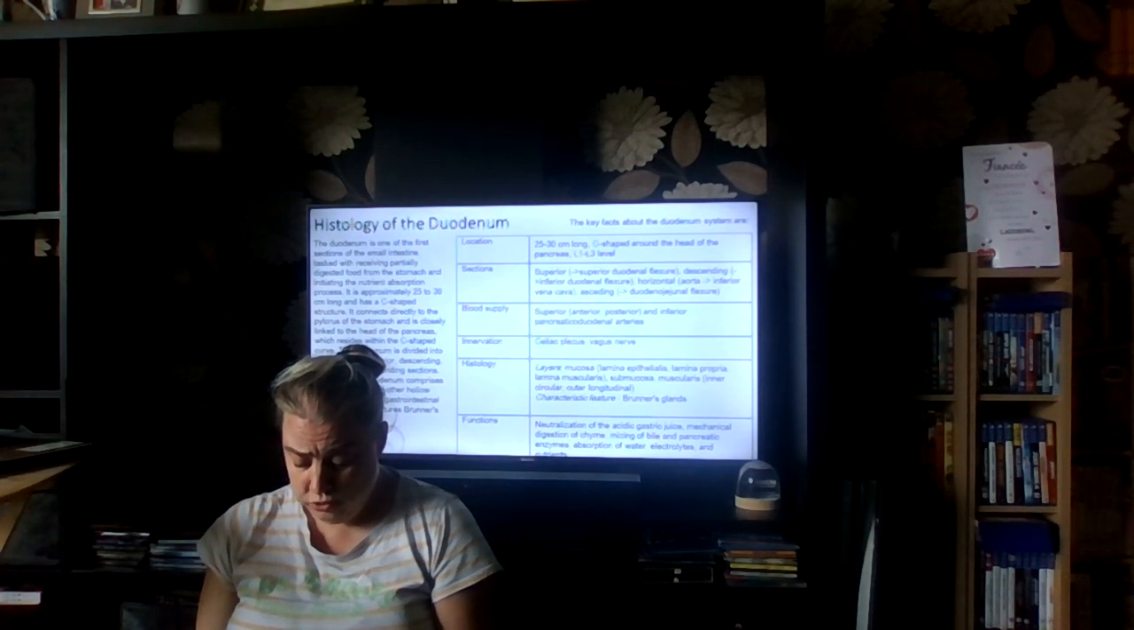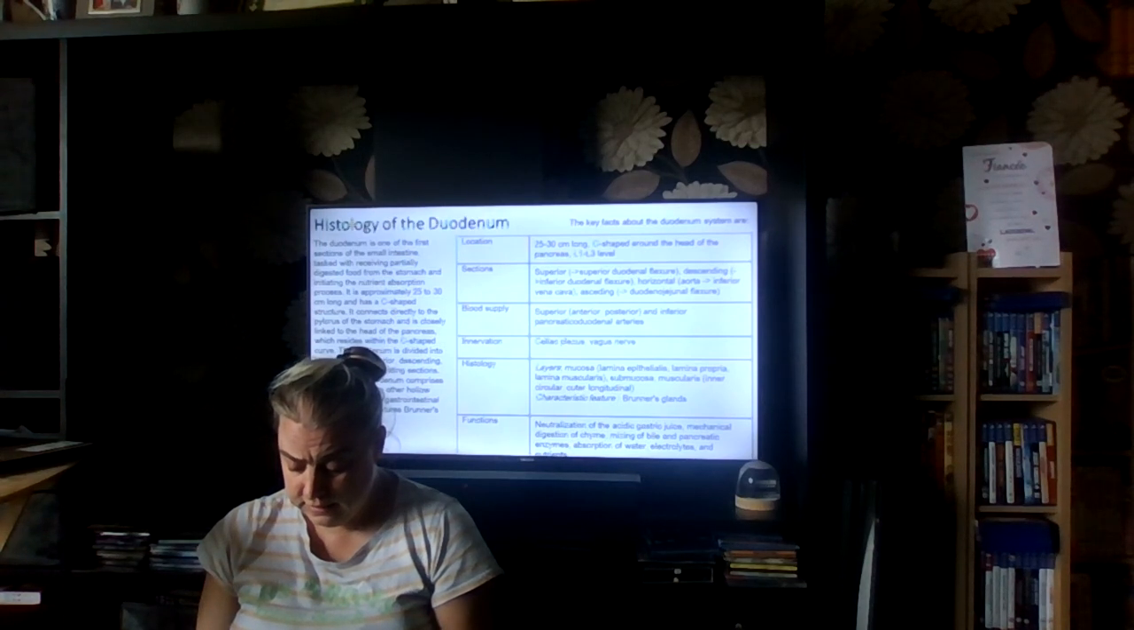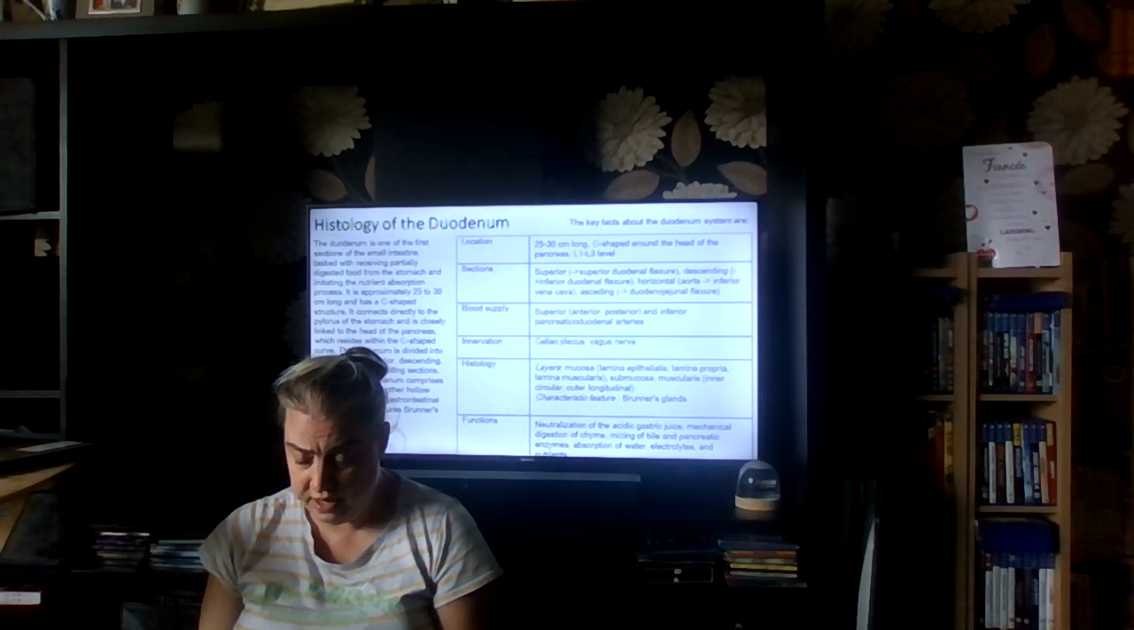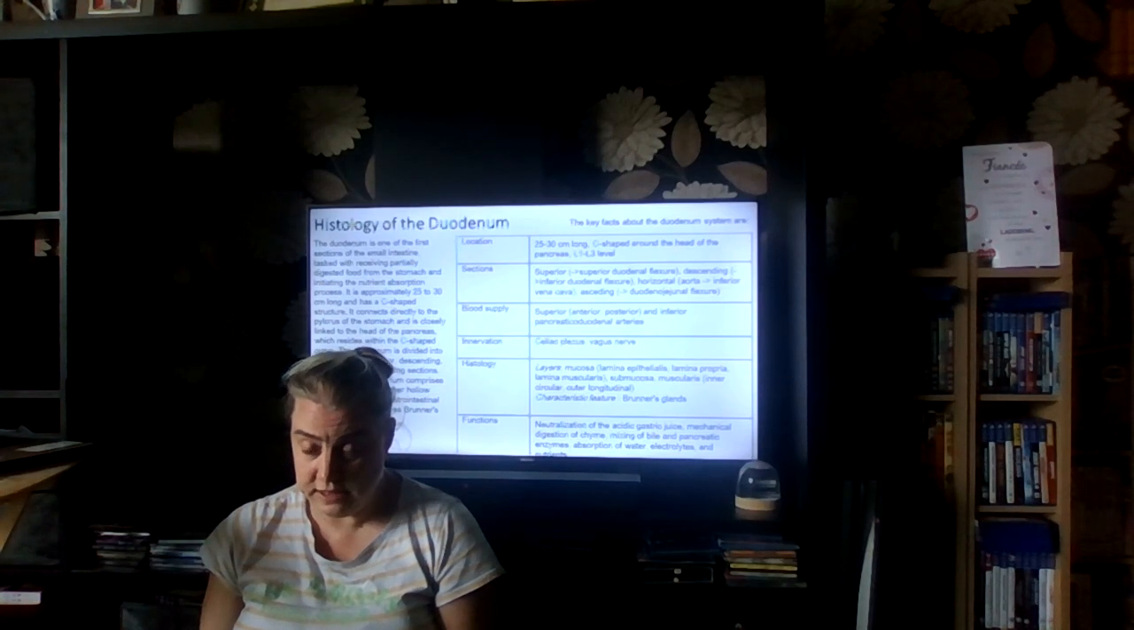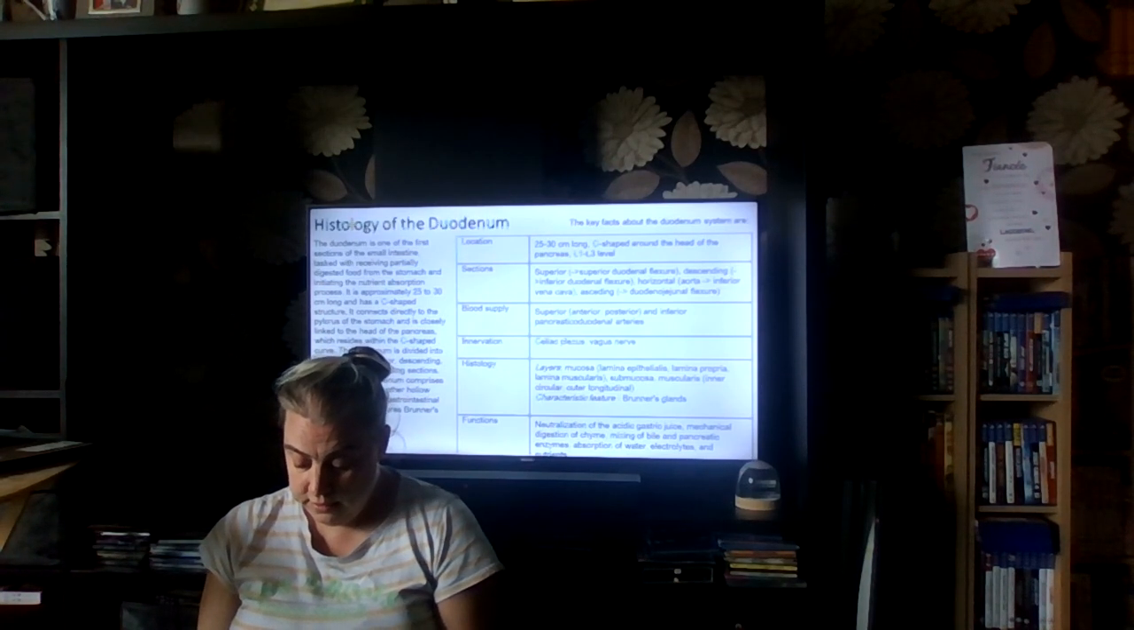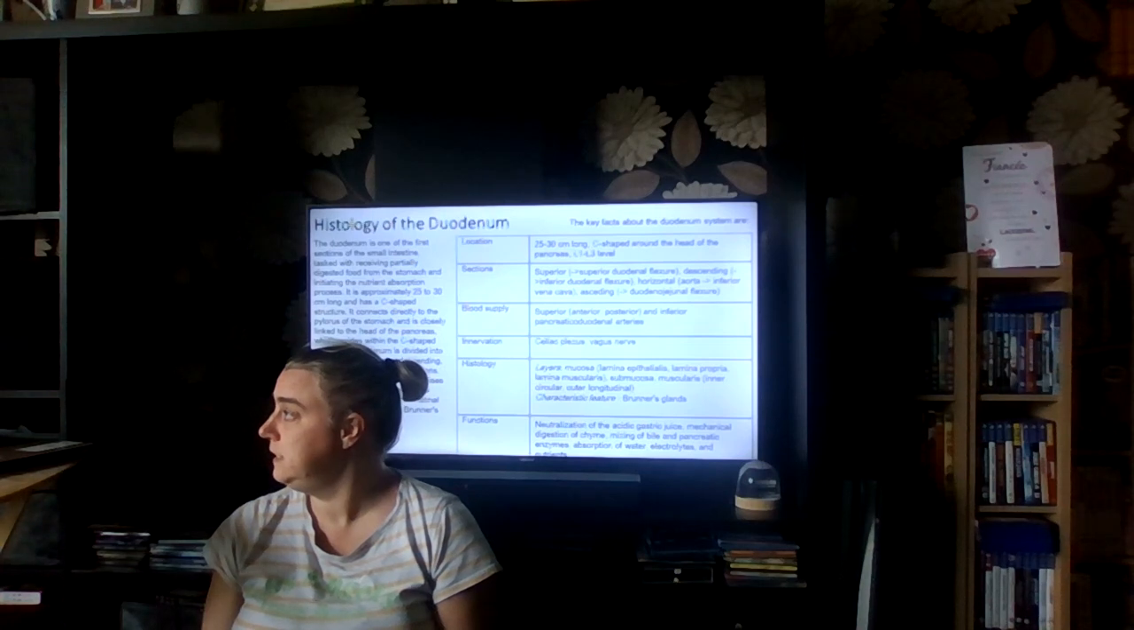The duodenum is one of the first sections of the small intestine that deals with digesting food from the stomach, and is about 25 to 30 centimetres, which is about 11.81 inches long, and shaped as a C, linked to the pancreas. The duodenum is divided into 4 parts. Looking at this slide, it shows the key facts of the duodenum system.